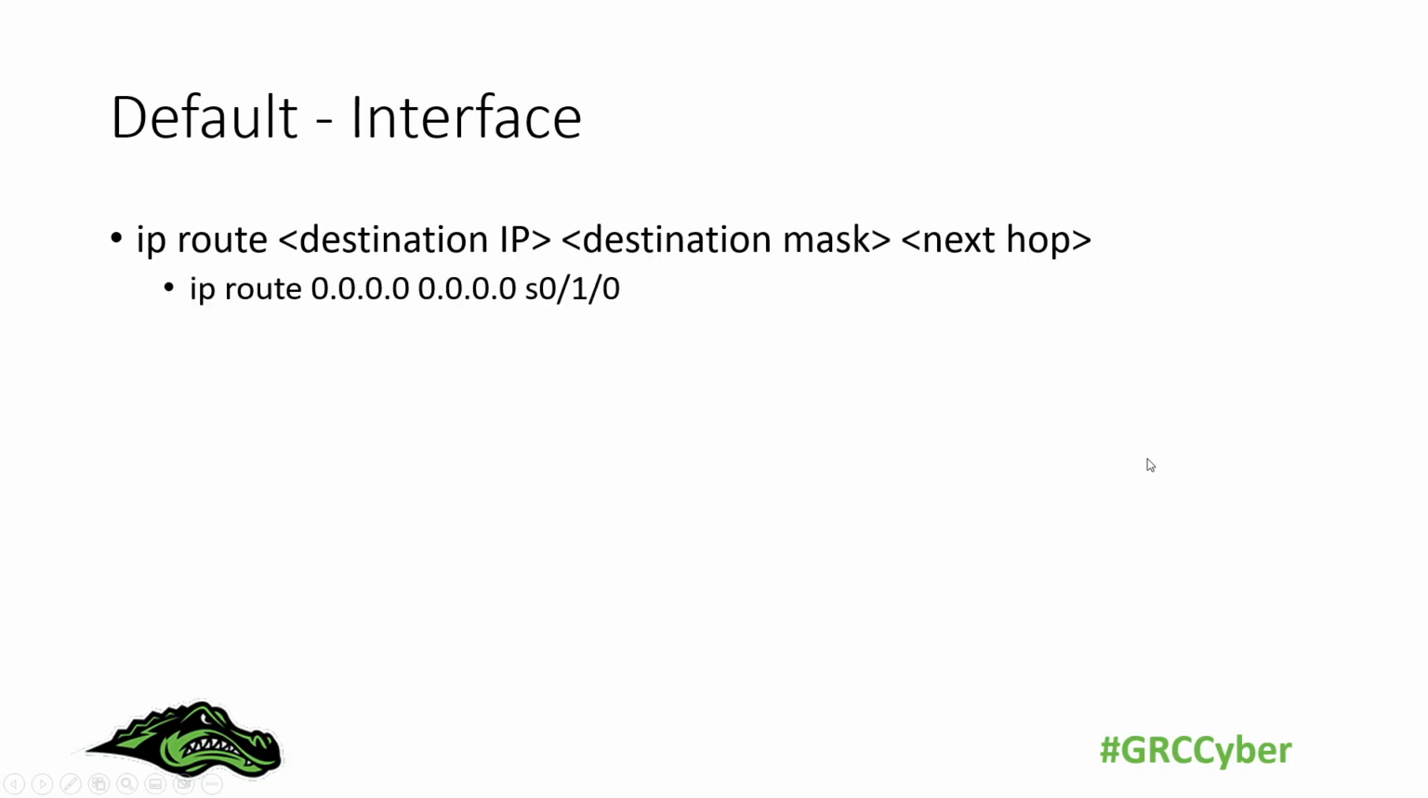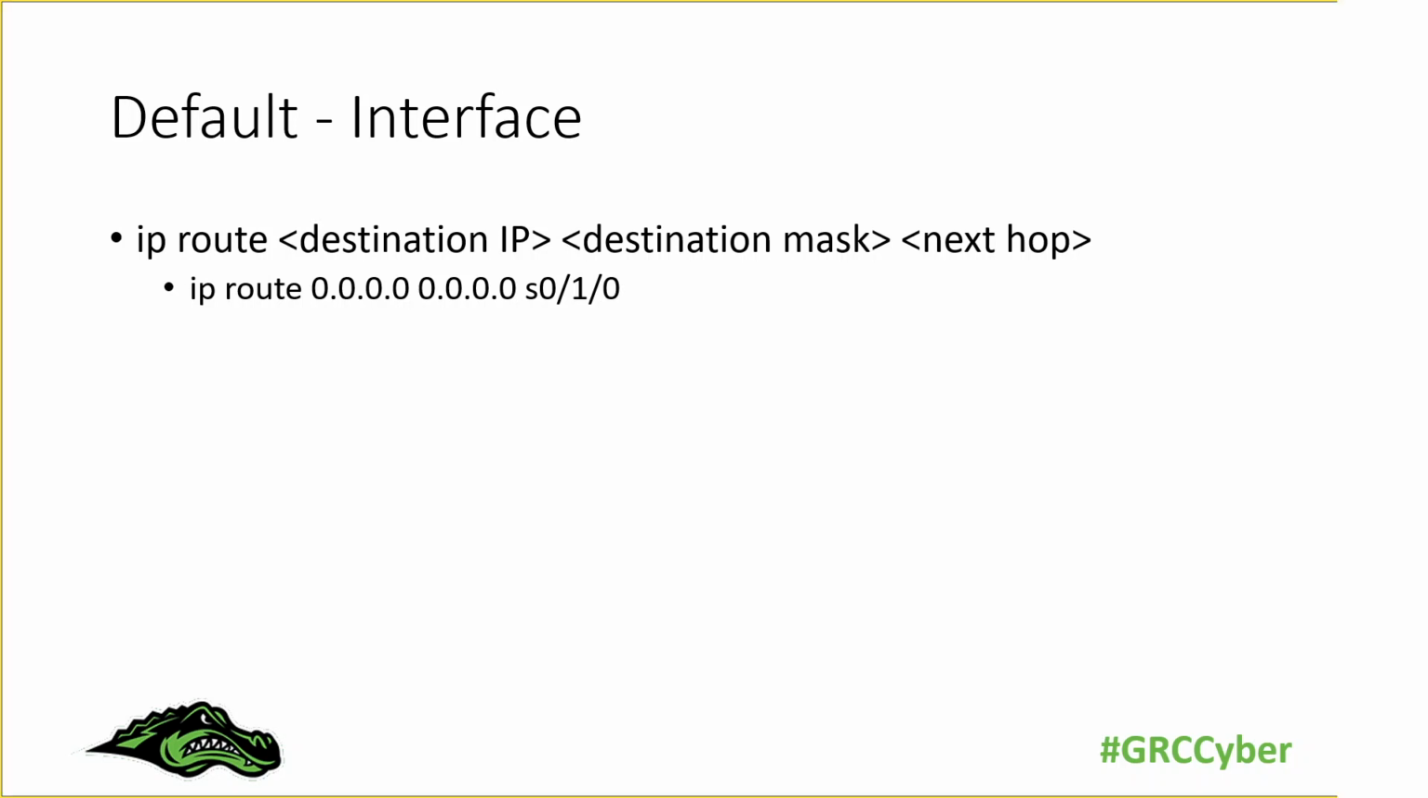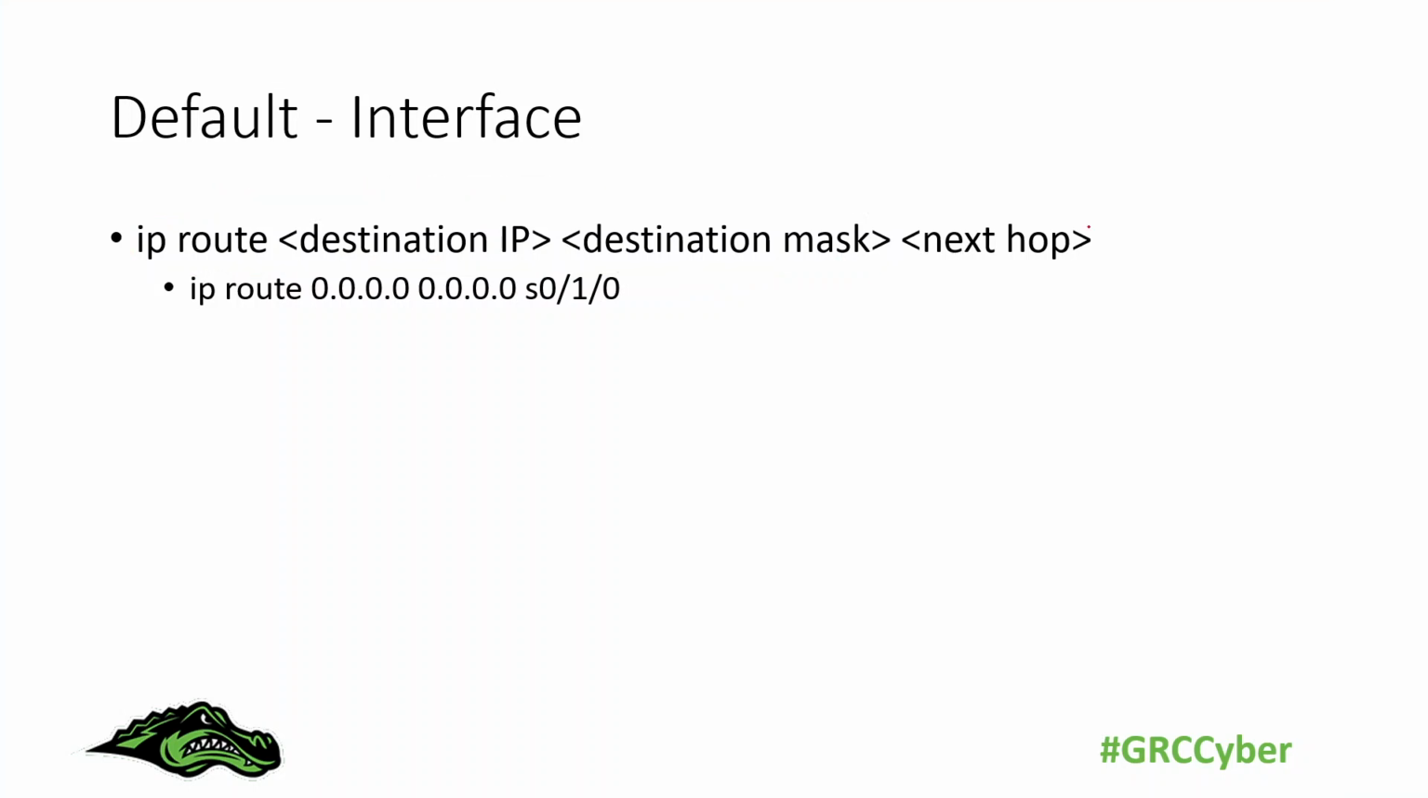The other option, which is useful when working with serial interfaces, is to use an interface address. In this case, the syntax looks very, very similar. However, instead of specifying an IP address, we specify the next hop interface. We see an example right down here. So we start again with ip route 0.0.0.0, mask of 0.0.0.0, and then the serial interface that I want to go out of.